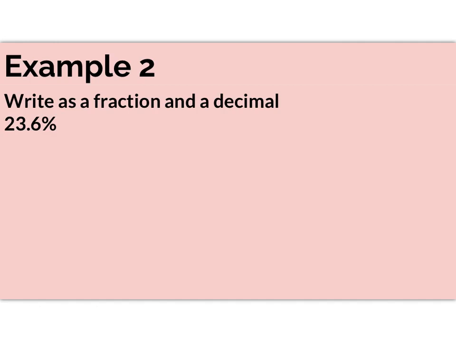Okay, so now let's deal with the decimal part. 23.6%. When we go from a percent to a decimal, you have to divide by 100, which means we move the decimal to the left 2 spaces. So 0.236 is the decimal form of 23.6 as a percent.